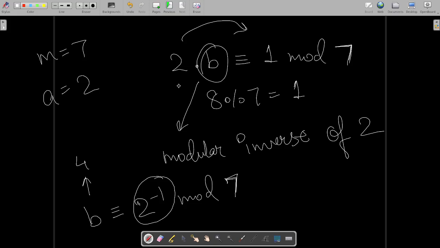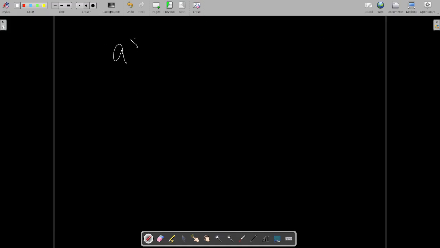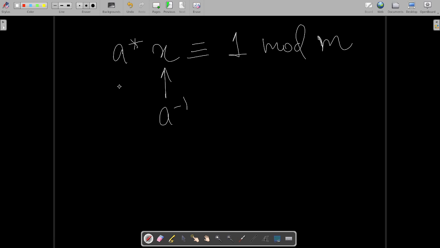I'll say this whole thing again. For any number a, find a number x such that when you multiply the number by x, you get 1 under the mods. So if this holds, x is a modulo inverse of a, and a is a modulo inverse of x as well. It's both ways. Any doubts until here?